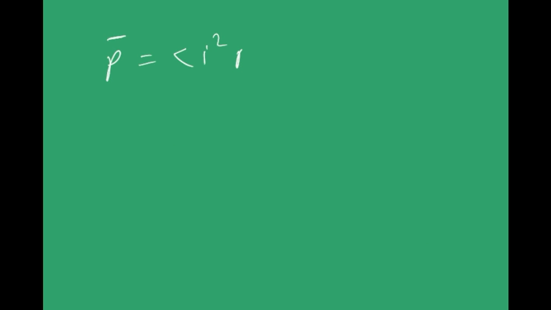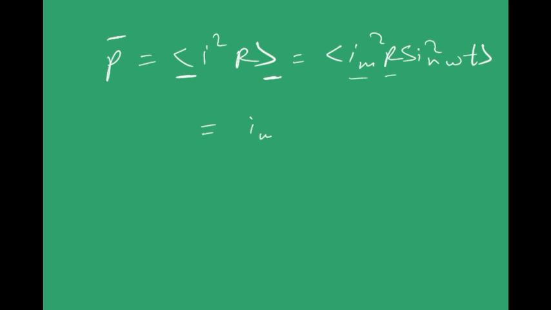So I'll write this as this one. And whenever you give these kinds of brackets, it means that you have to take the average of the quantity which is in between them. So I'll write I square R as Im square R sine square omega t. This is my average power, right? And we take the average for only those quantities which vary. Here Im is a constant, R is a constant, so I can take them out and take the average of sine square omega t.